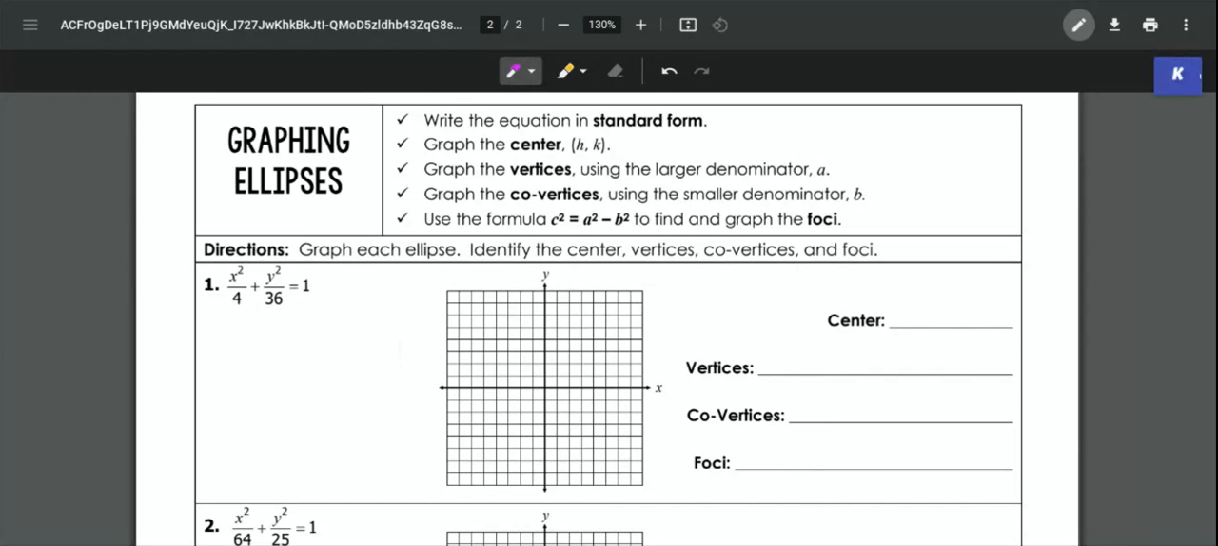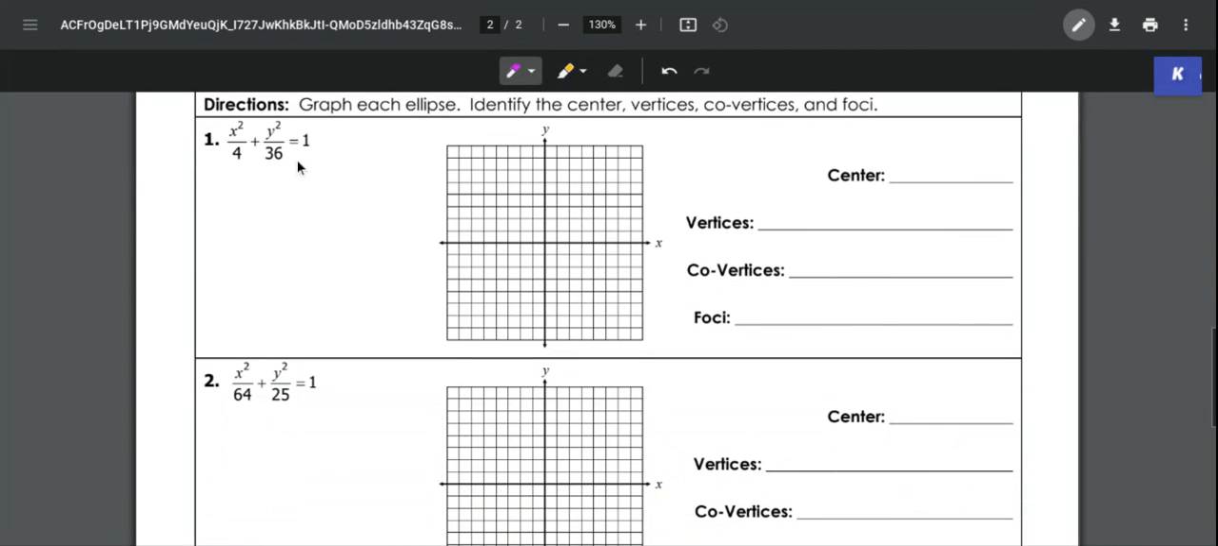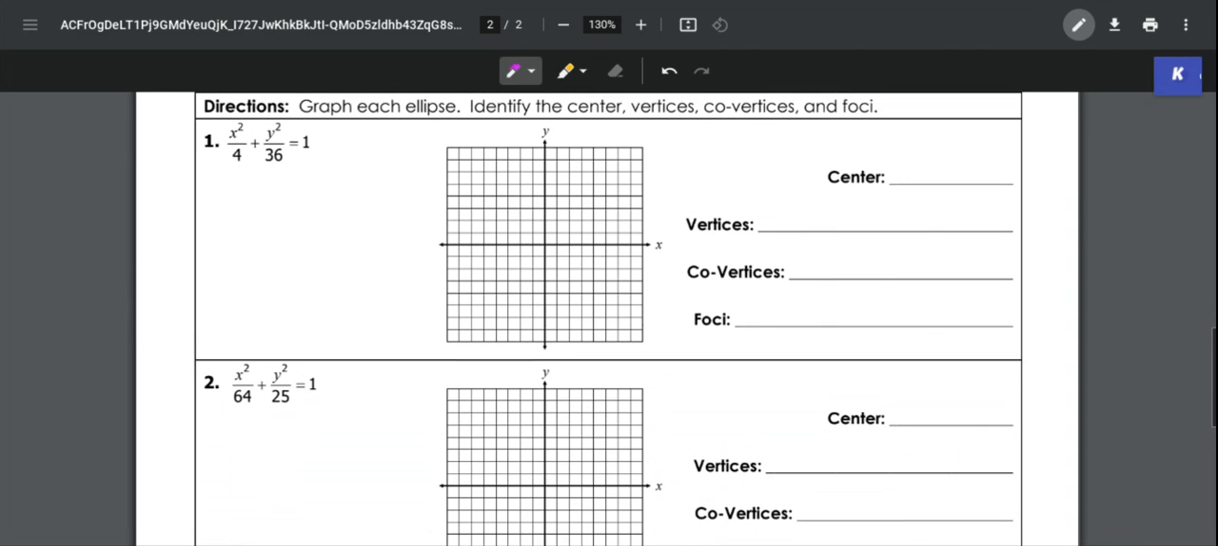All right, so we just looked at the overview information for an ellipse. Now we're going to look at graphing those. So we're going to look at pretty much two different types. One type is going to be like number 1 and 2. They're going to start at 0, 0 for our center.